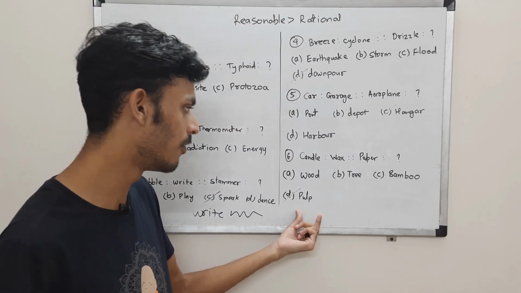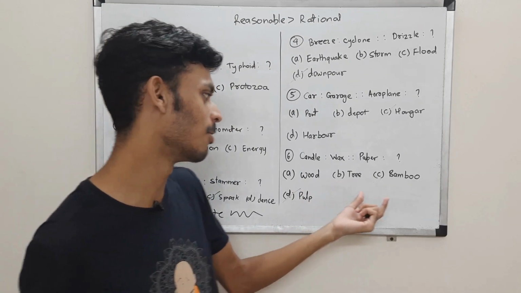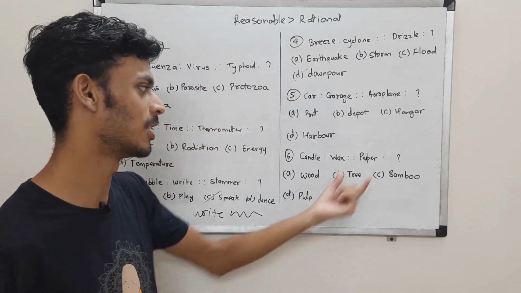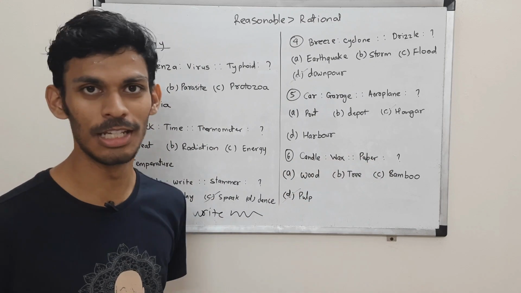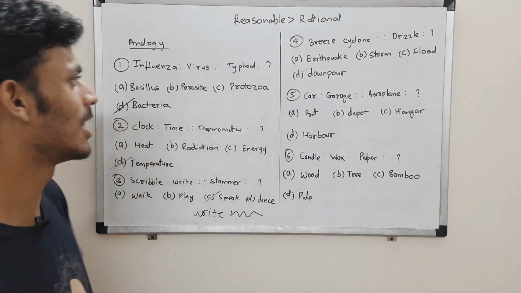Here pulp will be the correct choice, not wood, not tree, not any type of tree, only the pulp trees. Bamboo is an example. This is the correct choice that fits according to this relation. We'll do more questions on this. So over to the next question.